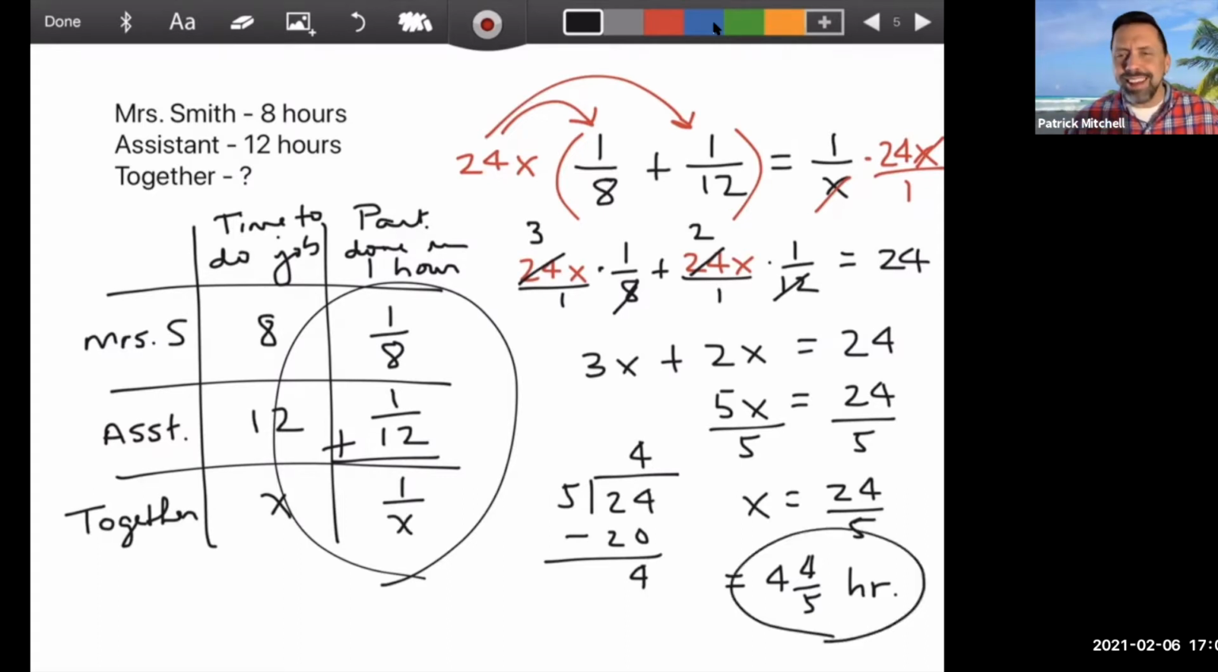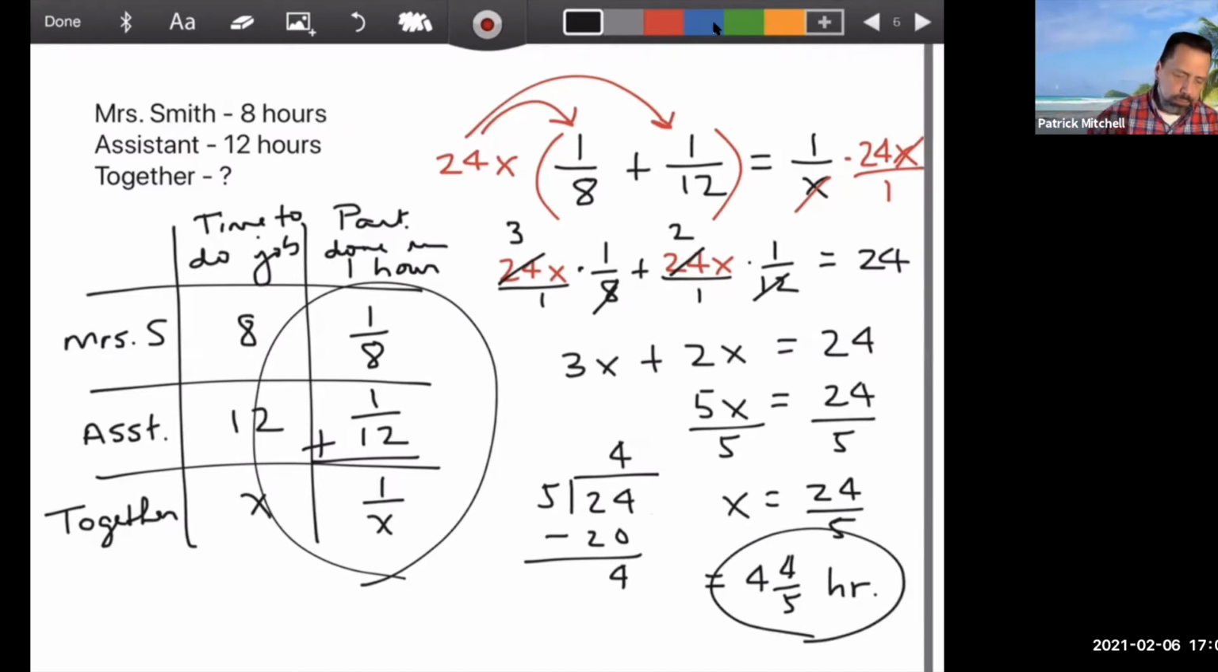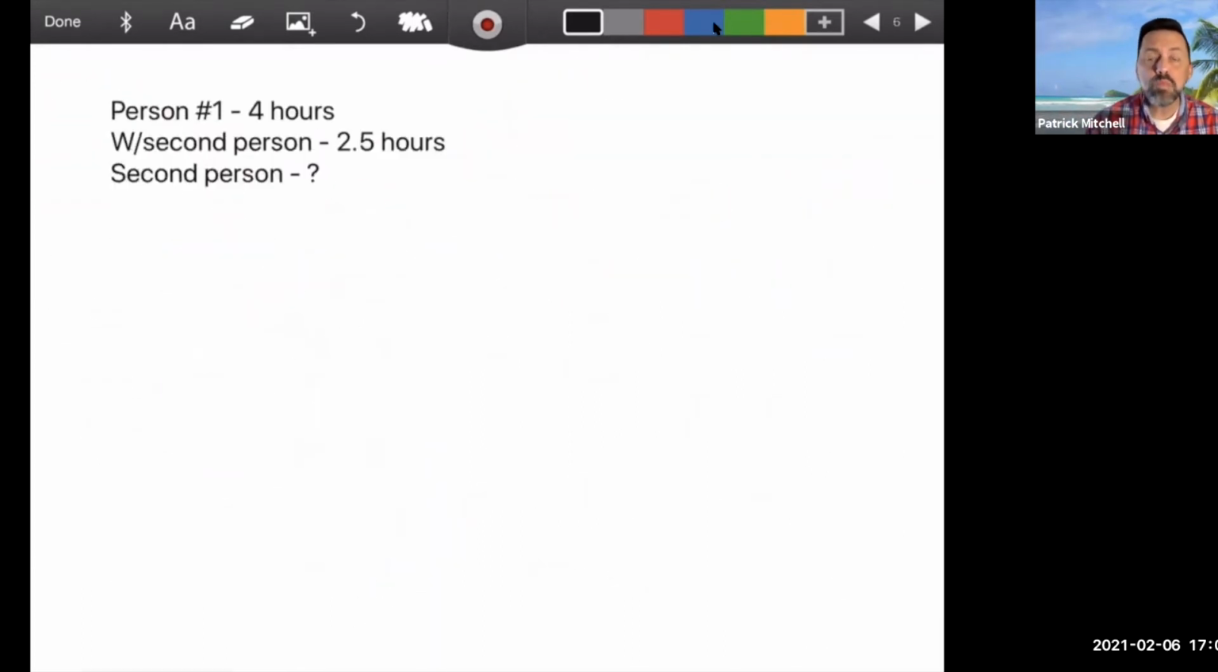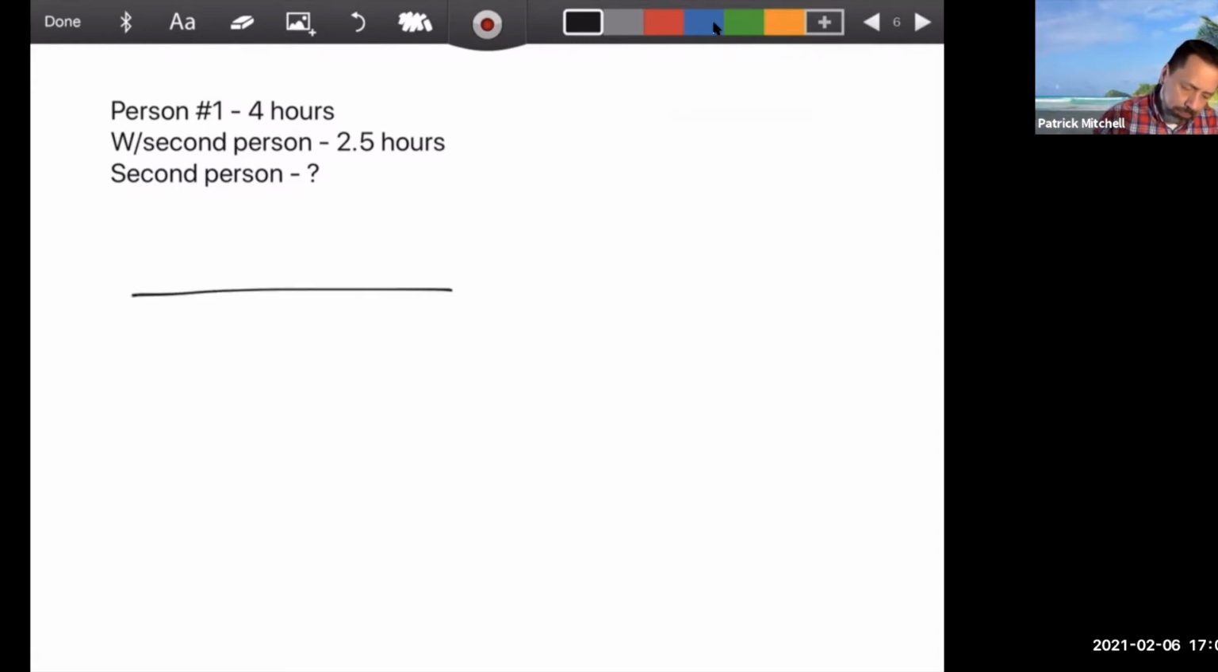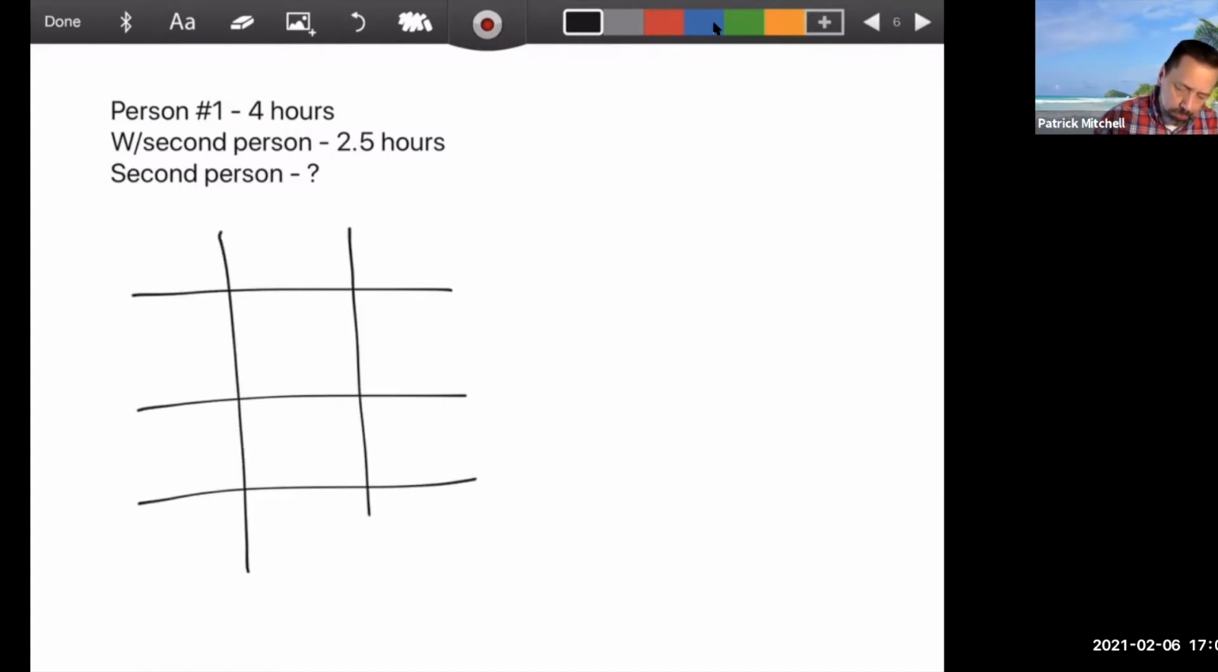All right. So our last example for shared work is this one. Now, think about what is the biggest difference between this problem and the two that we did before this. I think the biggest difference is that this time we have the together time. We never had that before.